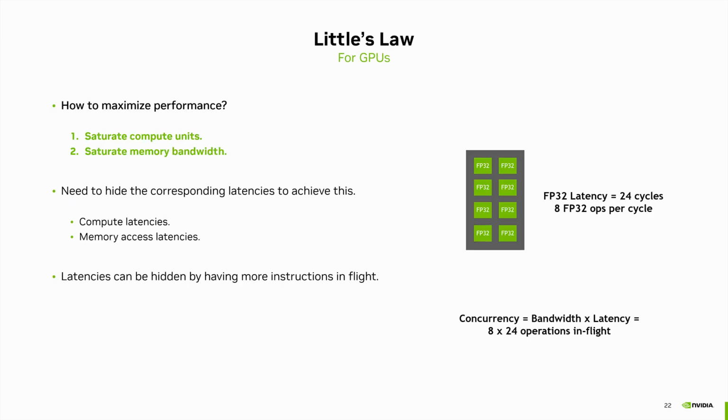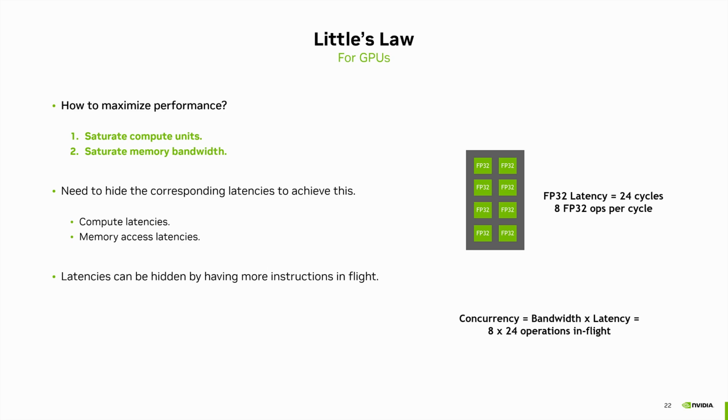So how is this relevant to GPUs? Little's law can help us understand how to maximize performance for GPUs as well. On GPUs, we typically need to hide either compute or memory latencies. And Little's law tells us that in order to hide them, we basically need to have enough concurrency. And by concurrency in this case, we mean instructions in flight, okay?